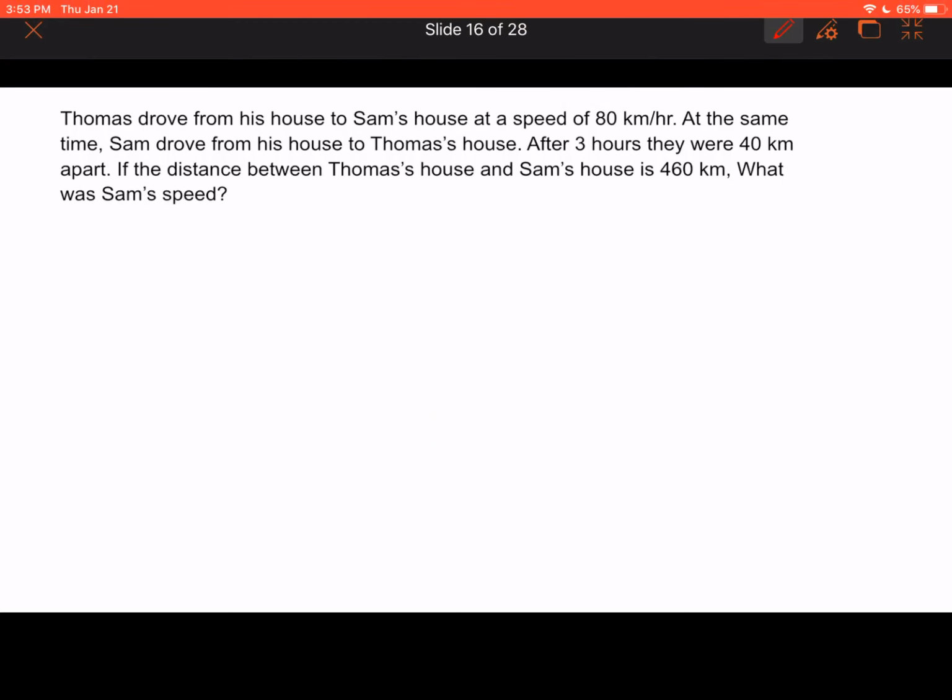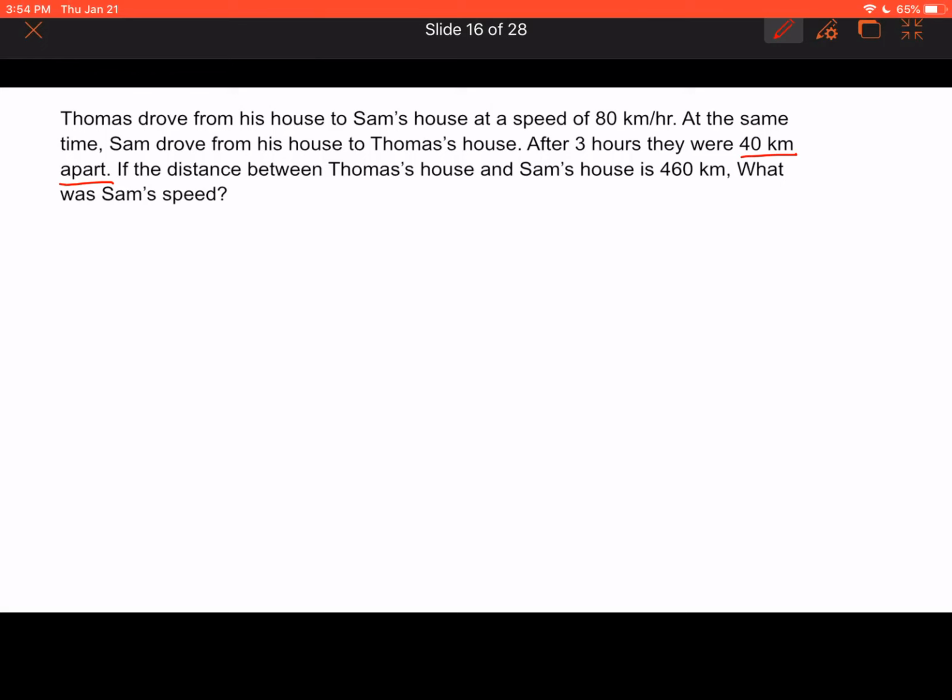Thomas drove from his house to Sam's house at a speed of 80 km per hour. At the same time, Sam drove from his house to Thomas' house. After 3 hours, they were 40 km apart. This is the trump card of this problem. If the distance between Thomas' house and Sam's house is 460 km, what was Sam's speed?